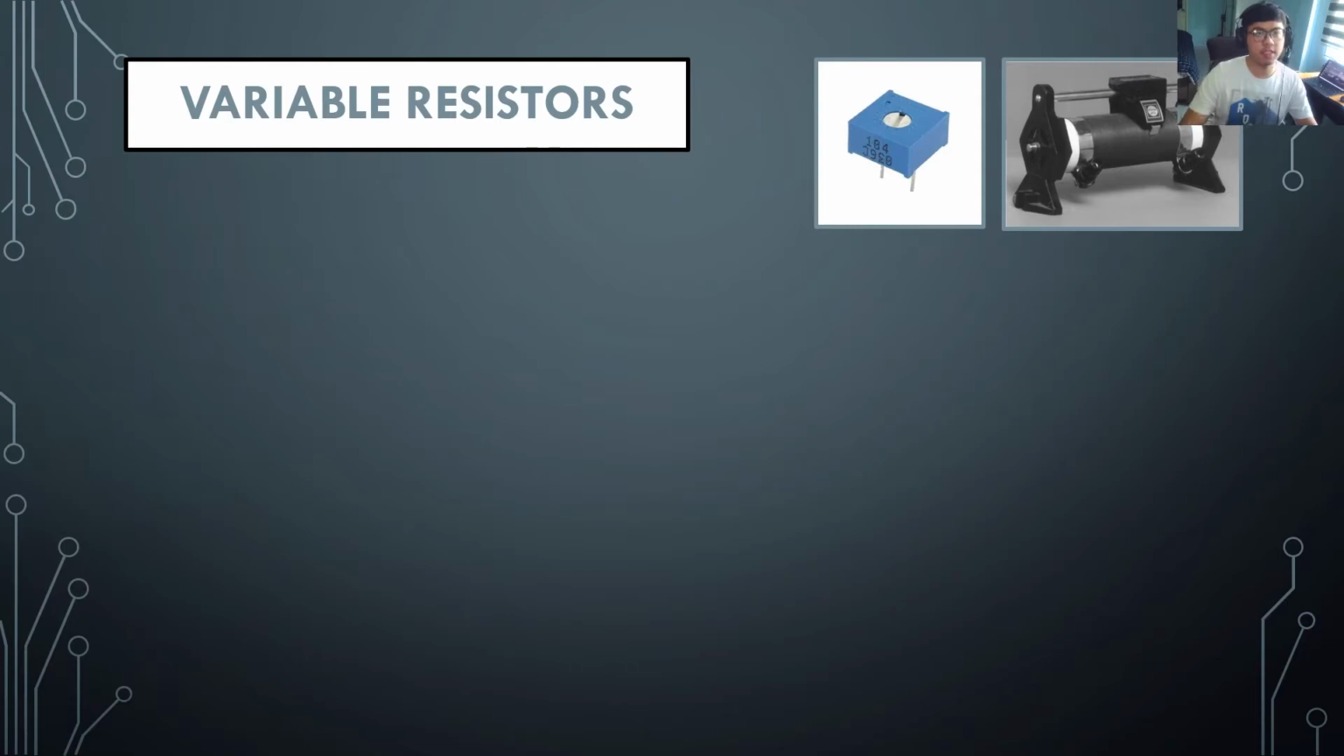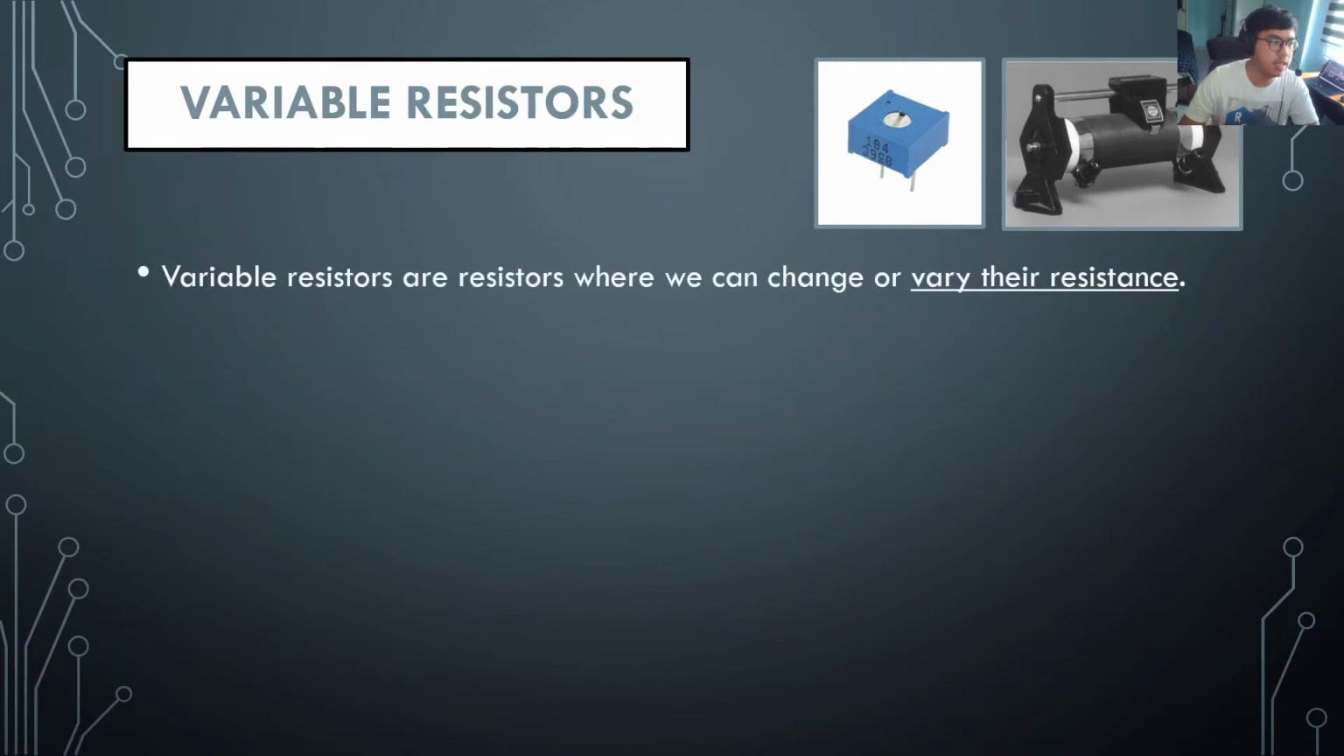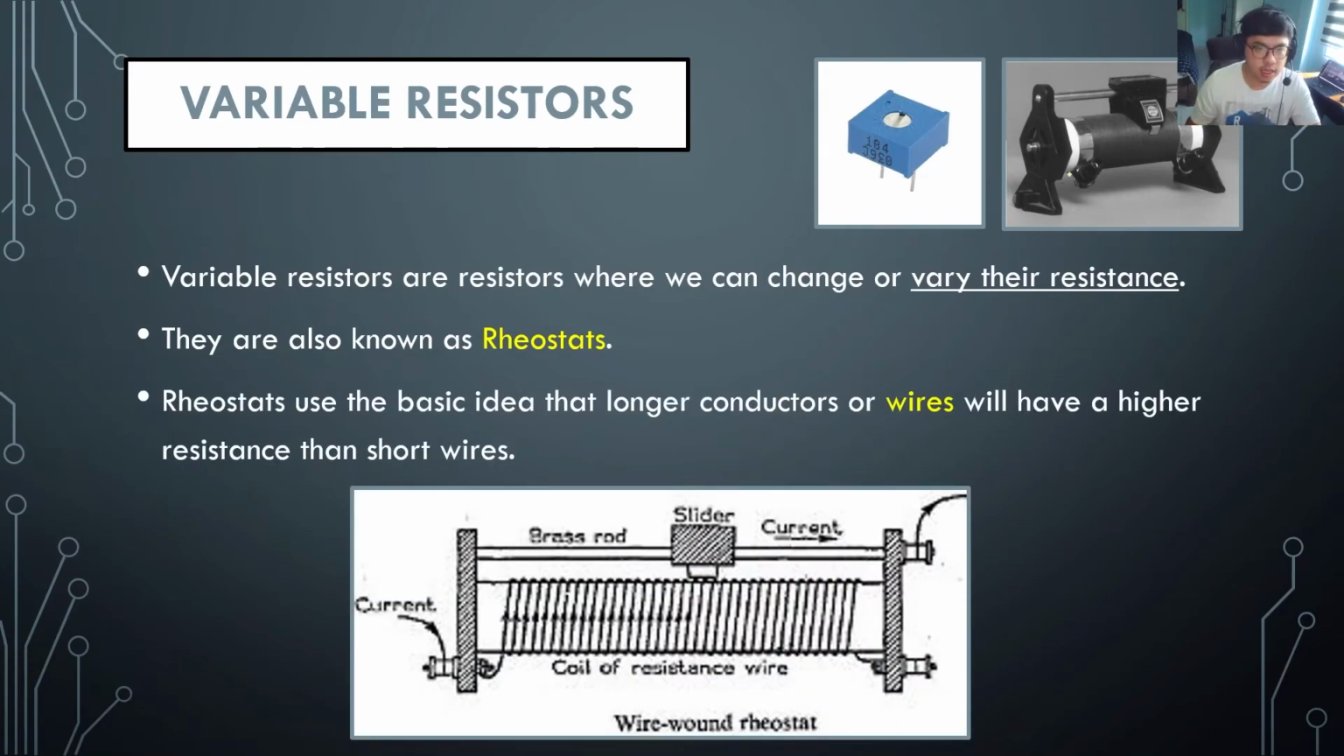So talking about resistivity and the length of wires, we can now talk about how variable resistors work. You remember there are two types of resistors. One is a fixed resistor that you learned in the previous lesson, and this is the variable resistor. Variable resistors are resistors where we can change or vary the resistance, so you can increase or decrease the resistance. They are also known as rheostats. Now there are a lot of different types of variable resistors. This is the old version and this is the new version.